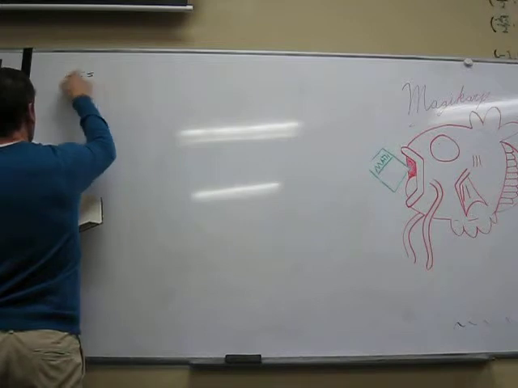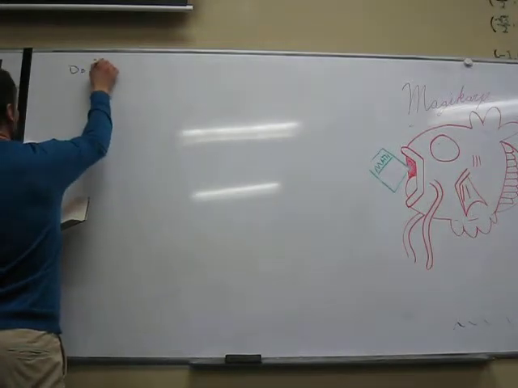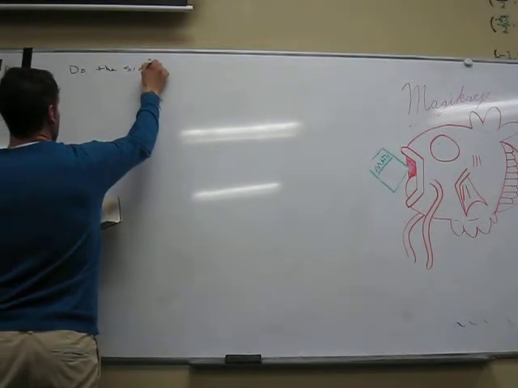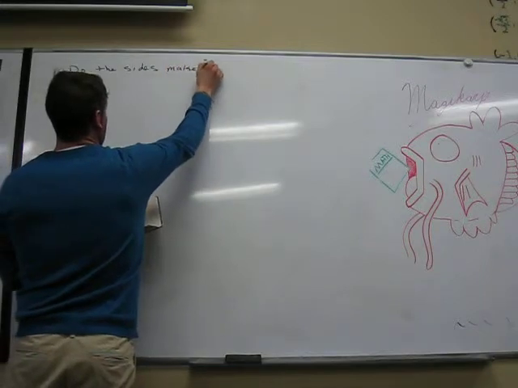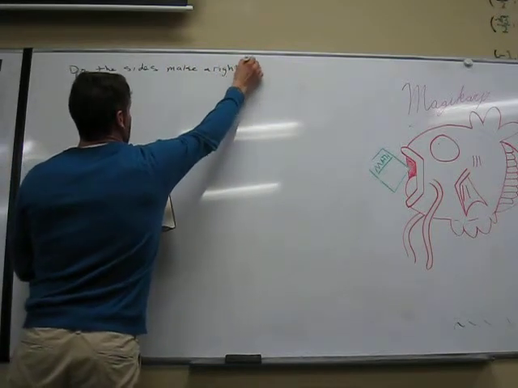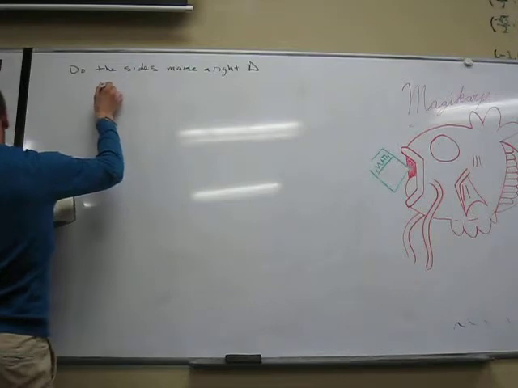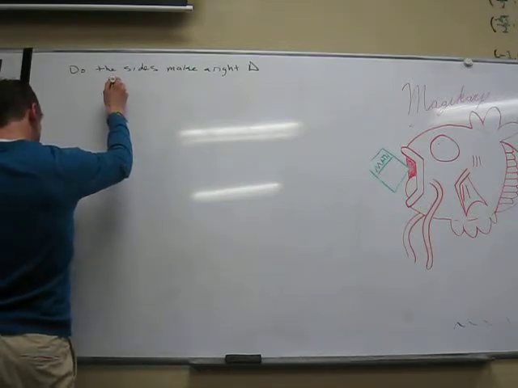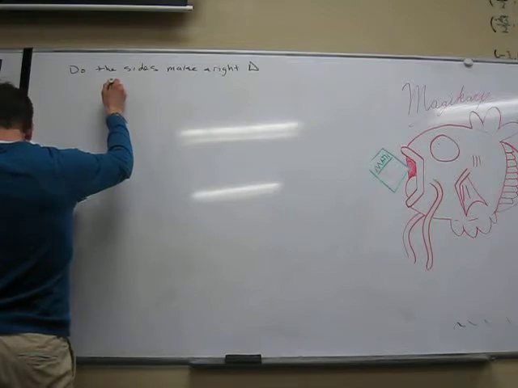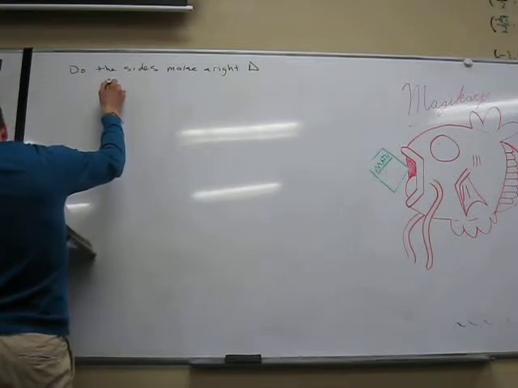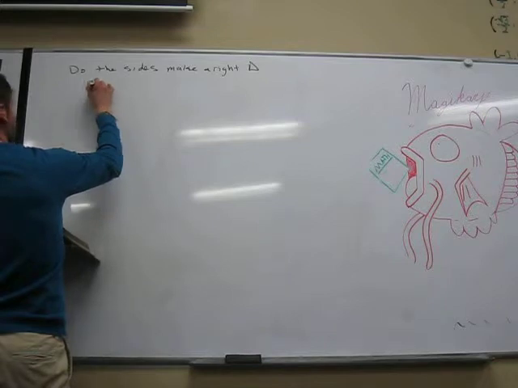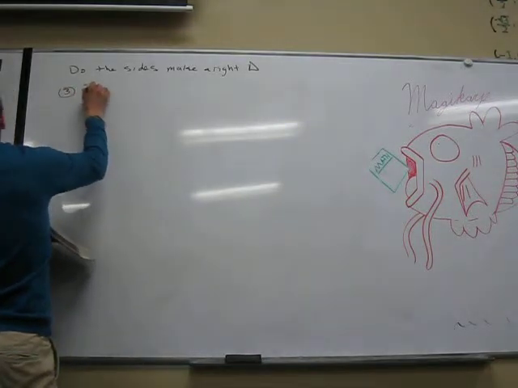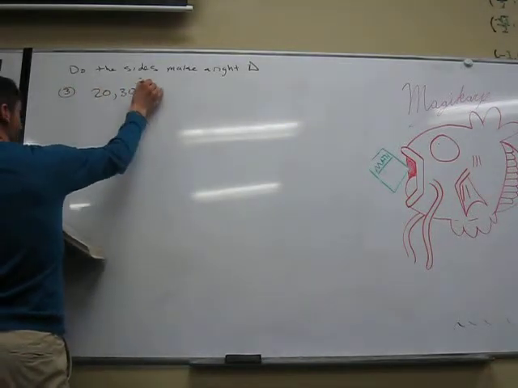How about, do the sides make a right triangle? Now I'm going to tell you on the quiz, on the test, you're going to have to show yes or no. You won't just be able to write yes or no. This is number 3, I think, right? So you have 20, 30, and 40.